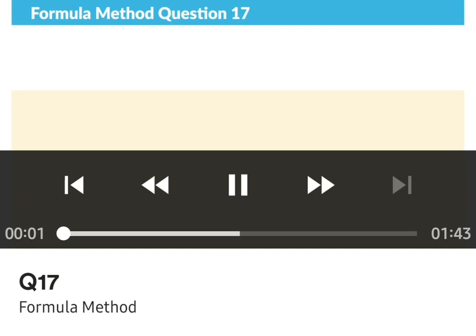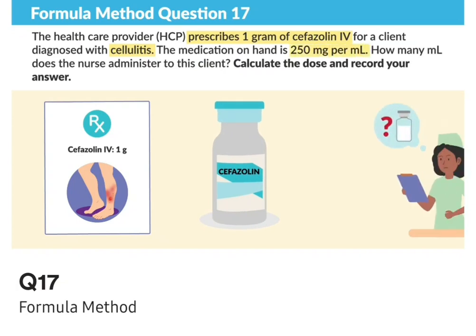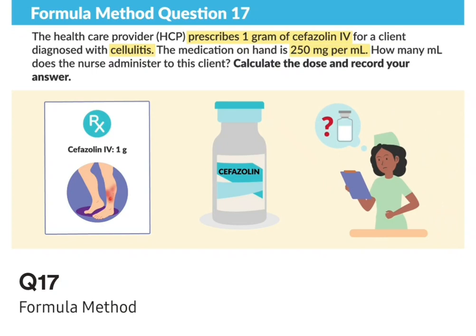Now for number 17, the healthcare provider prescribes 1 gram of cefazolin IV for a client diagnosed with cellulitis. All right, so the medication on hand is 250 milligrams per mL. How many mLs does the nurse administer to this client?